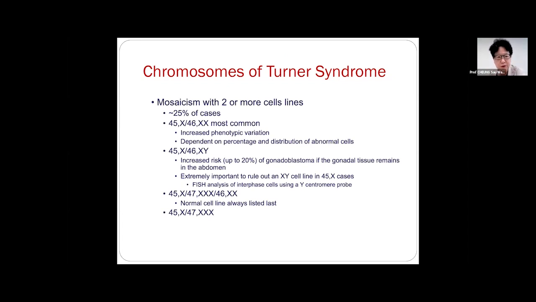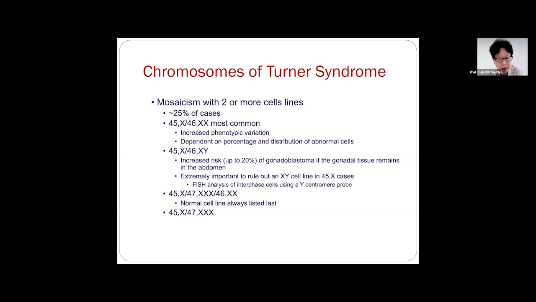So chromosome of Turner syndrome, usually one of the form would be mosaicism with 2 or more cell lines in 25% of the cases. 45X, 46XX are most common. And it usually will be increased phenotypic variation depending on the percentage of the cell, and then also the potential distribution depending on the percentage and the distribution of the abnormal cells during development.